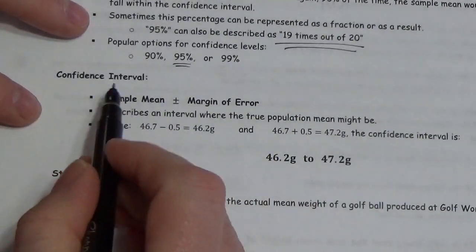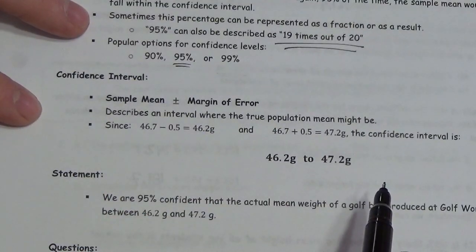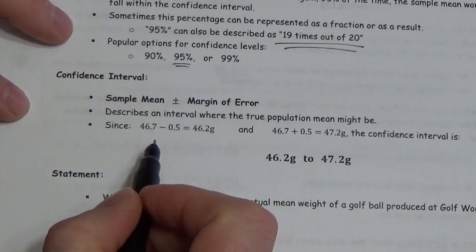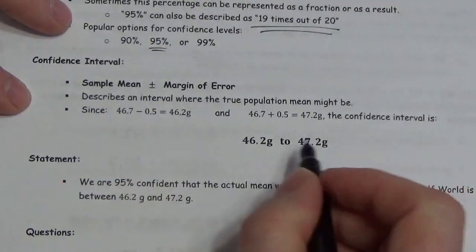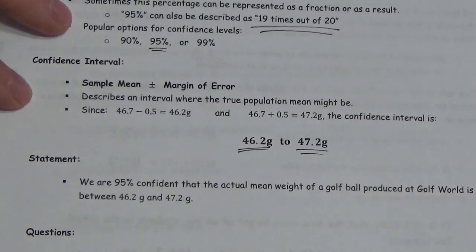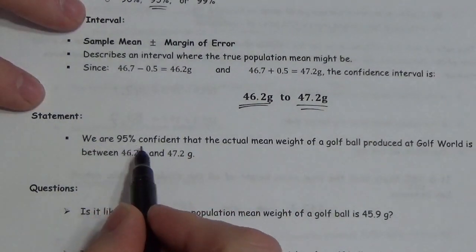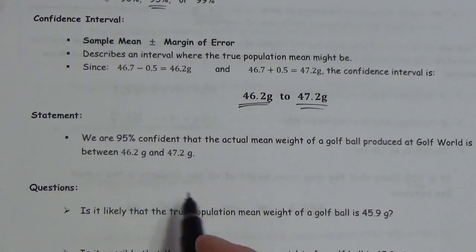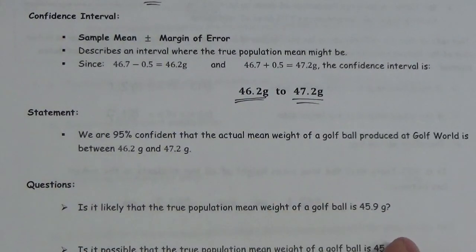So how do you get that interval here? Well, you start with your sample mean and you've got plus or minus the margin of error. So you're going to take that mean, subtract the margin of error to get the low bound, add the margin of error to get the high bound. In this particular case, our low bound was 46.2 grams, our high bound is 47.2 grams. So what do we say? We say that we are 95% confident that the actual mean weight of a golf ball produced by this company is going to be somewhere between 46.2 and 47.2 grams.